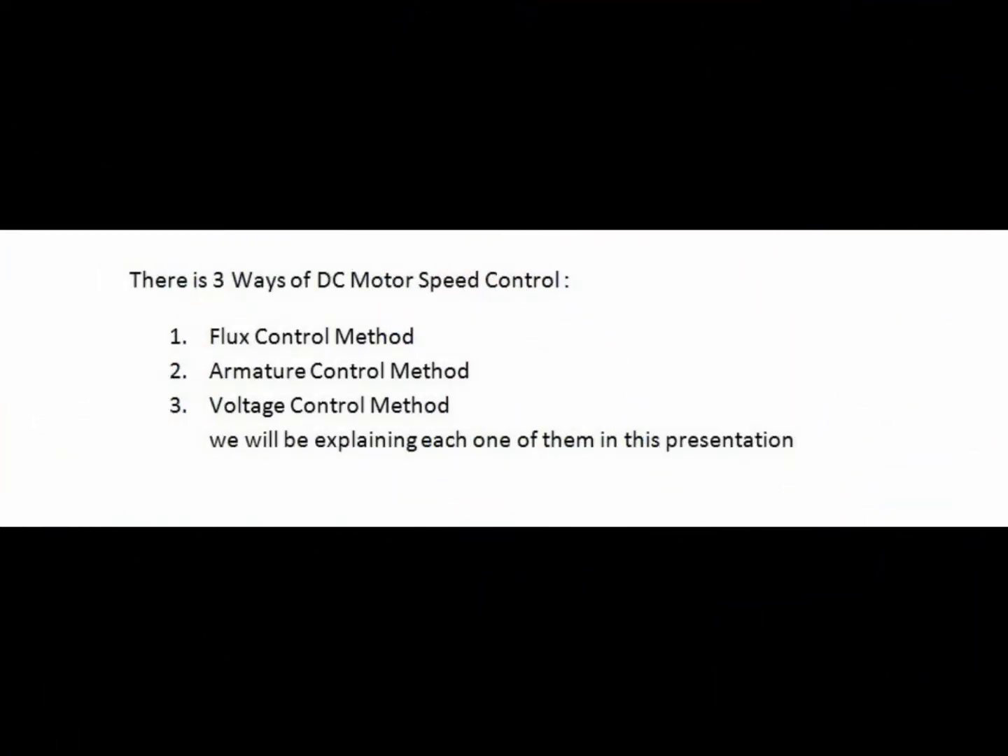There are three ways of DC motor speed control. First, flux control method. Second, armature control method. Third, voltage control method. We will be explaining each one of them in this presentation.